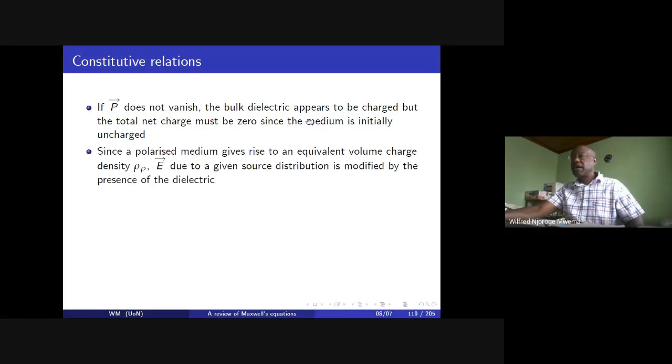Now, this will allow us to define the electric displacement. Since a polarized medium gives rise to an equivalent volume charge density rho P, E, due to the given source distribution, will be modified by the presence of the material. If we measure E in vacuum, we'll get a given E. If we bring in a dielectric in that region, the E that we measure must be different. That is, the distribution will change.